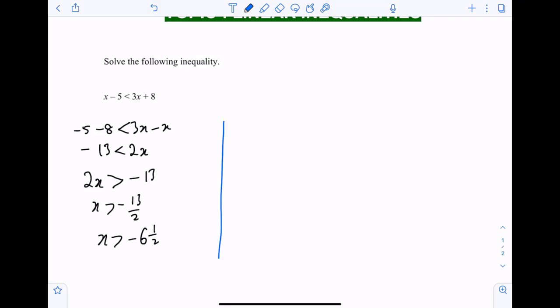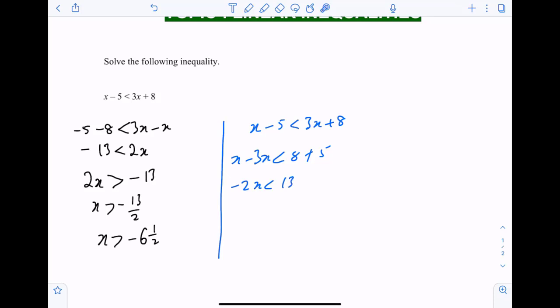Now the second method uses what is known as a flipping technique. So let's say you want to bring the x terms to the left. So you will have x minus 3x less than 8 plus 5. Negative 2x less than 13.